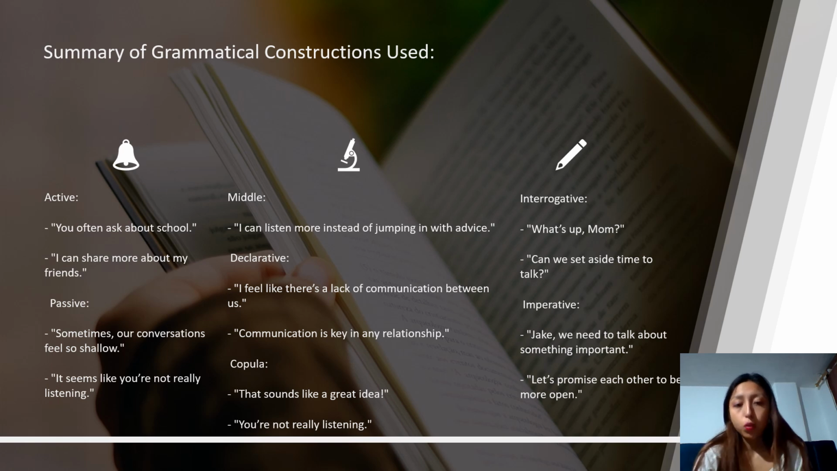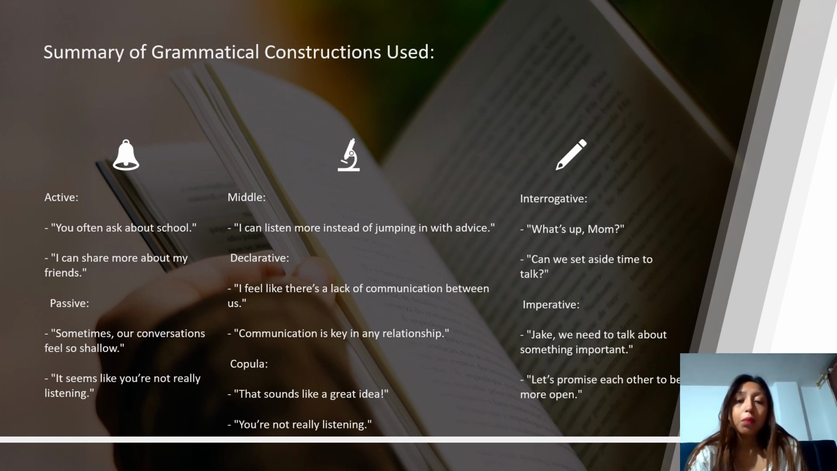Next, we have middle voice. Middle voice is when the subject performs an action that also affects itself, often seen in languages like Greek. In English, it can indicate self-directed action. Here, the example is I can listen more instead of jumping in with advice. Next, we have declarative sentences. A declarative sentence states a fact or opinion and ends with a period. Here we have a couple of examples: I feel like there's a lot of communication between us, and communication is a key in any relationship.